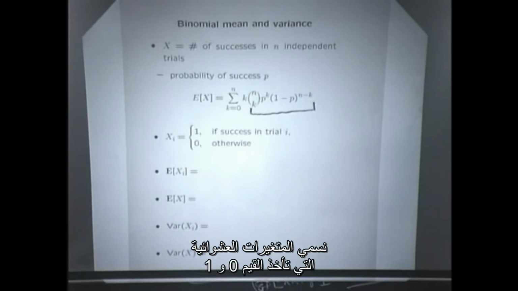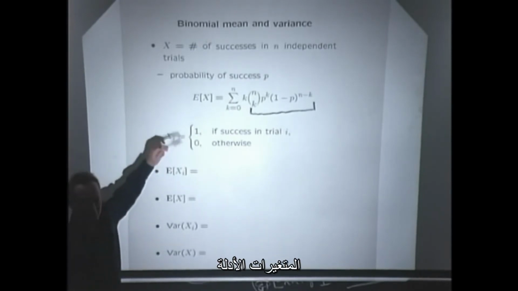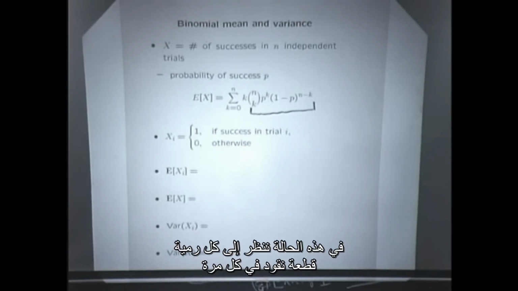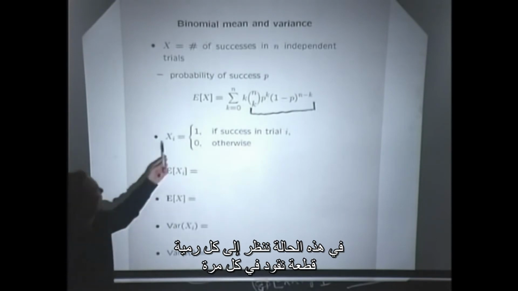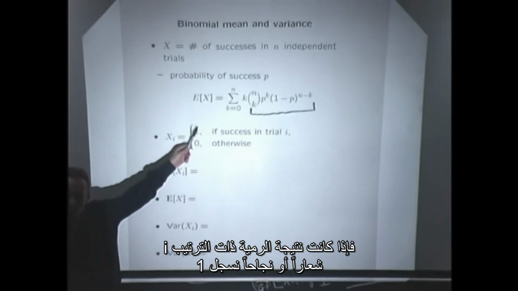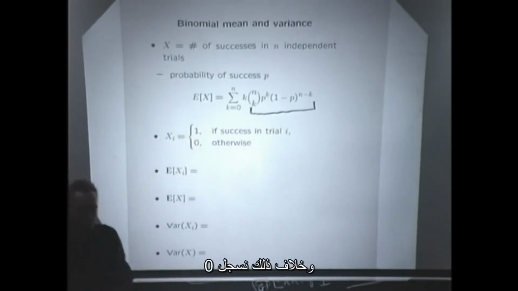Random variables that take values 0 or 1, we call them indicator variables. They indicate whether an event has occurred or not. In this case, we look at each coin flip one at a time. For the ith flip, if it resulted in heads or a success, we record a 1. If not, we record a 0.